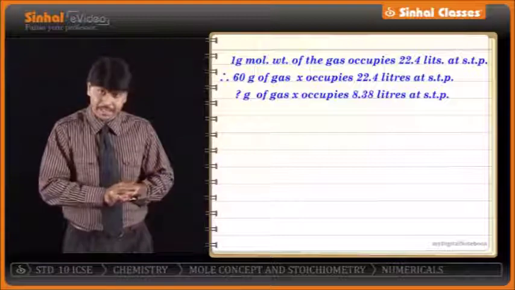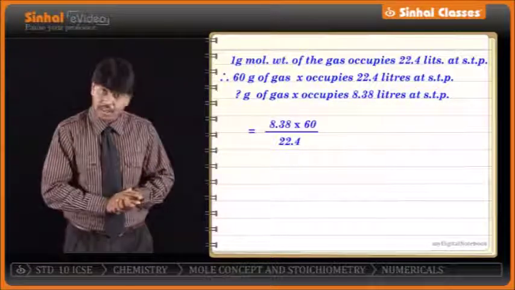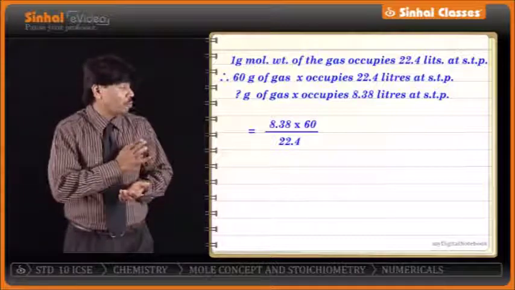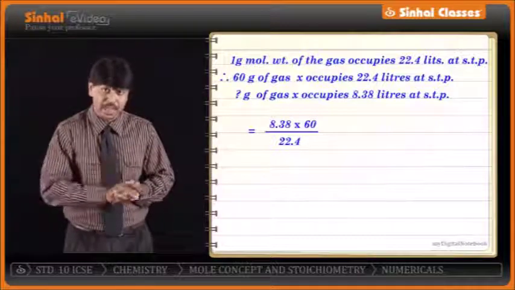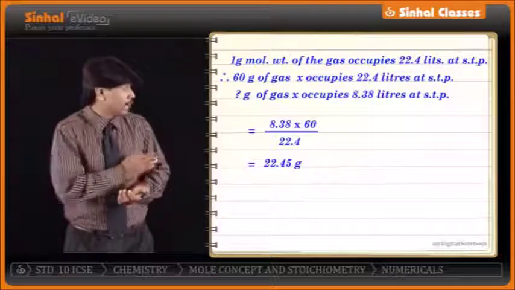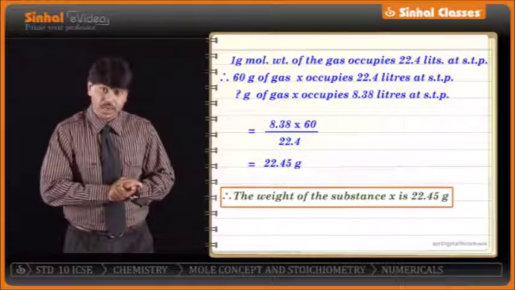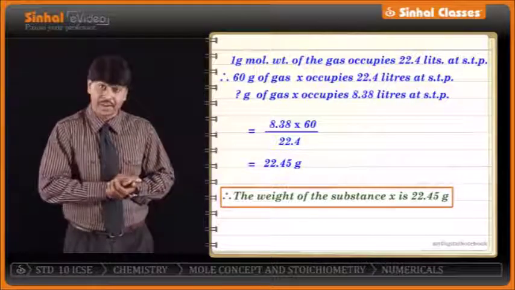Cross multiply it. Therefore, 8.38 into 60 divided by 22.4 comes out to be 22.45 grams. Therefore, the weight of the substance X is 22.45 grams.